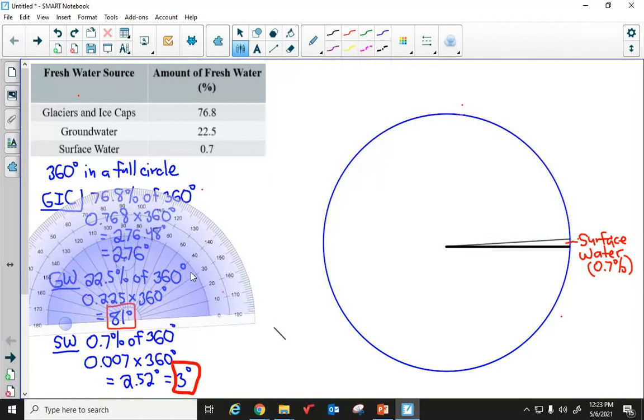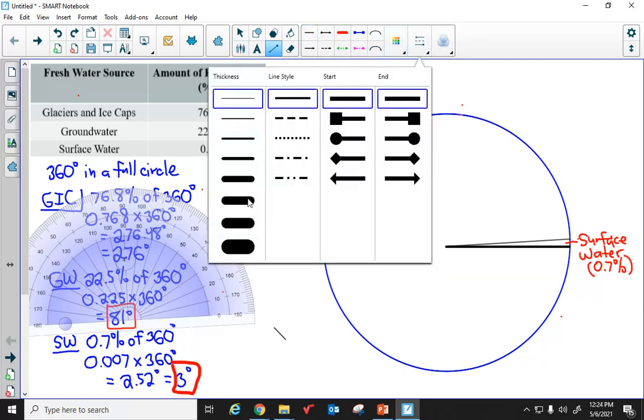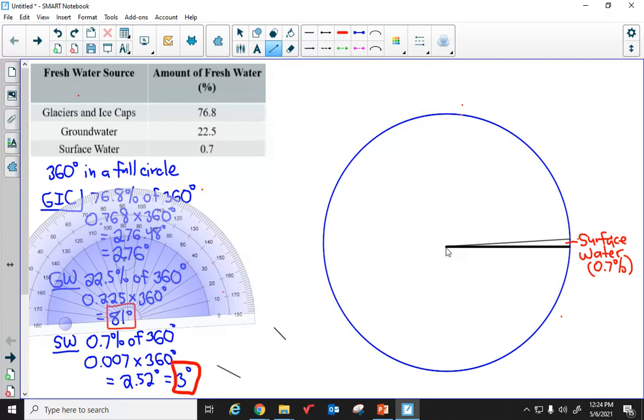Okay, so I'm going to remove the protractor now and grab a straight line again, and we'll make it black. Okay, and then I go from the center of the circle now to this spot. And again, I don't want this line to go off the circle graph, so just keep it pointing in the same direction, and roughly about right there.